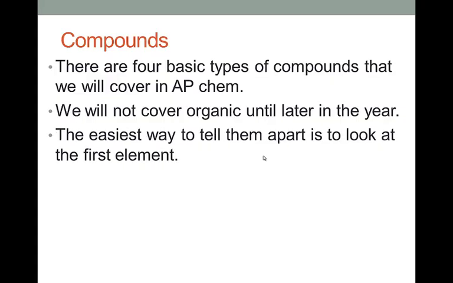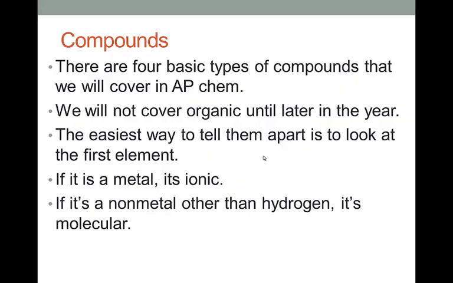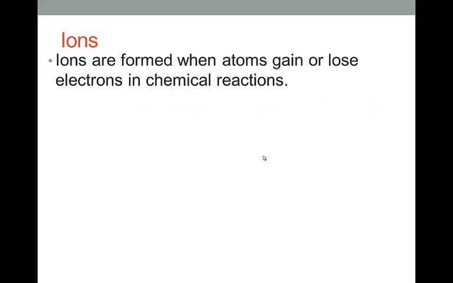The easiest way to tell them apart is to look at the first element. If it's a metal, it's ionic. If it's a nonmetal other than hydrogen, it's molecular. If it's hydrogen, it's an acid. So let's start with ions.